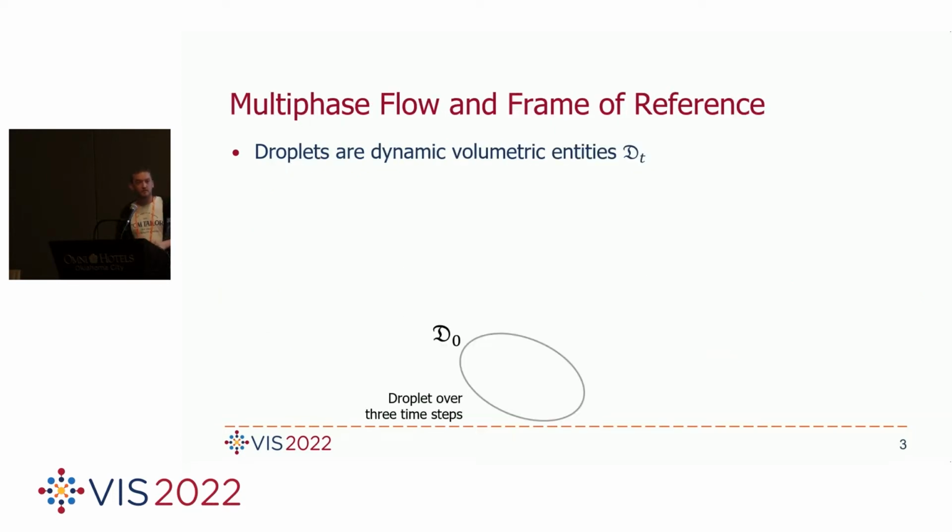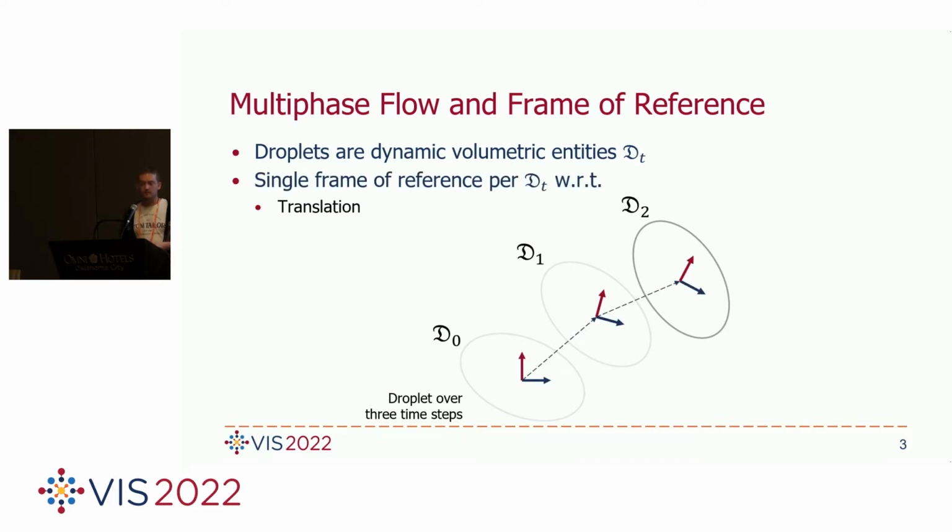And let's start with defining what a droplet is for us. So we define a droplet just as a volumetric entity, so not very specific, and a droplet can be of any shape and size. And we have these droplets that move then over time, as a small example here, where we have 3 different time steps of the droplet's movement.